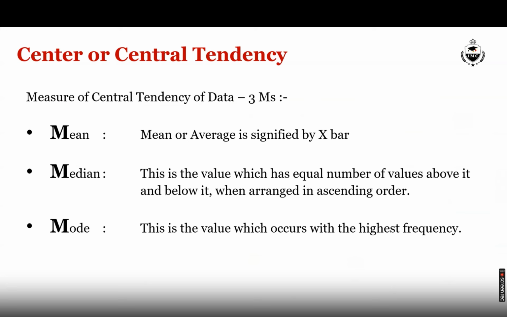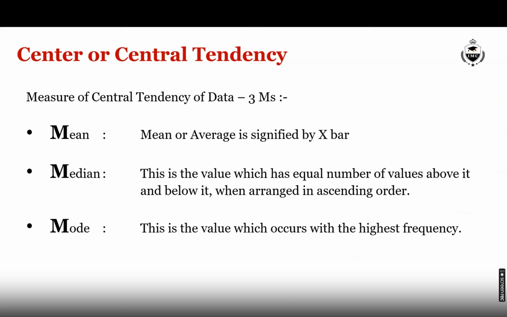Mean is simple average. Median: if there is a number set arranged in ascending order, 1, 2, 3, 4, 5, 6, 7, 8, 9, 10, 11, which is the median? 6 is the median because it is the central value: 5 digits on the left, 5 digits on the right.